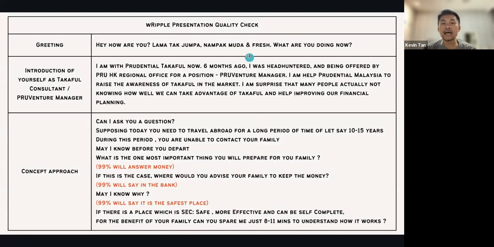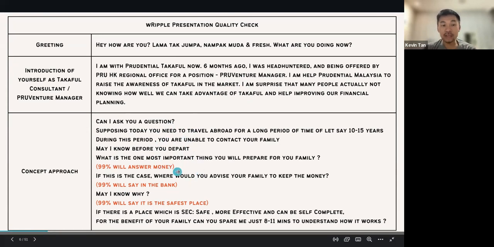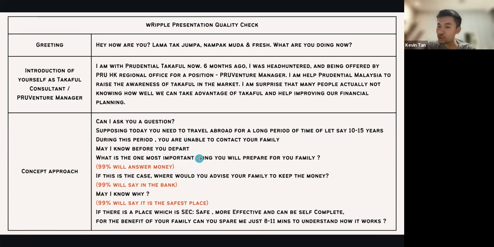Okay, so this is the script that we shared last week. Greeting, always mention the customer's name, and then introduce yourself. Don't complain, you are good, you are doing well, but you want to be better. And then a concept approach by asking them questions. What would you do if you were to go for a long holiday, 10 to 15 years? What would you prepare? One thing you prepare. What is that? Money. And where would you advise your family to keep that money that you have prepared?